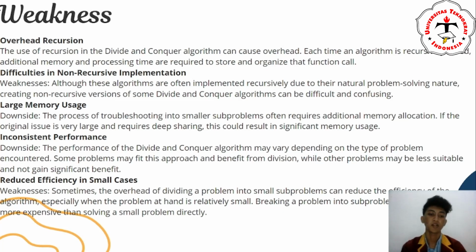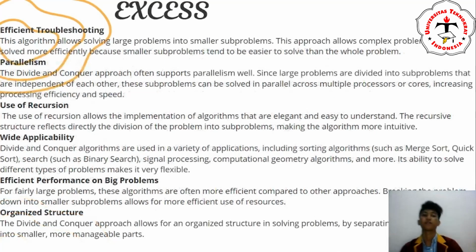Sometimes the overhead of dividing a problem into small subproblems can reduce the efficiency of the algorithm, especially when the problem at hand is relatively small. Breaking a problem into subproblems may become more expensive than solving a small problem directly.